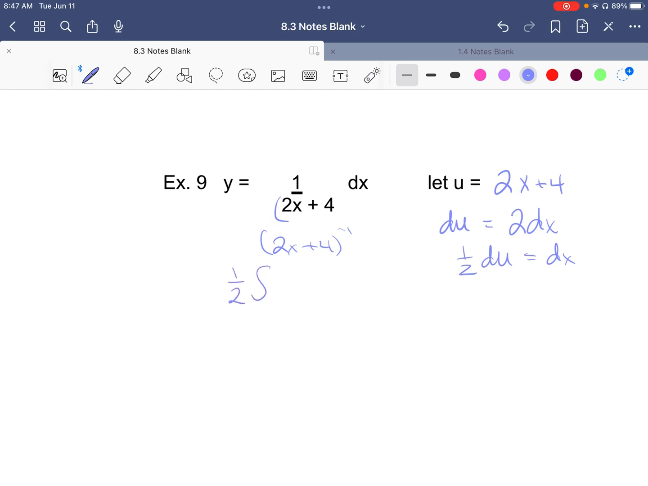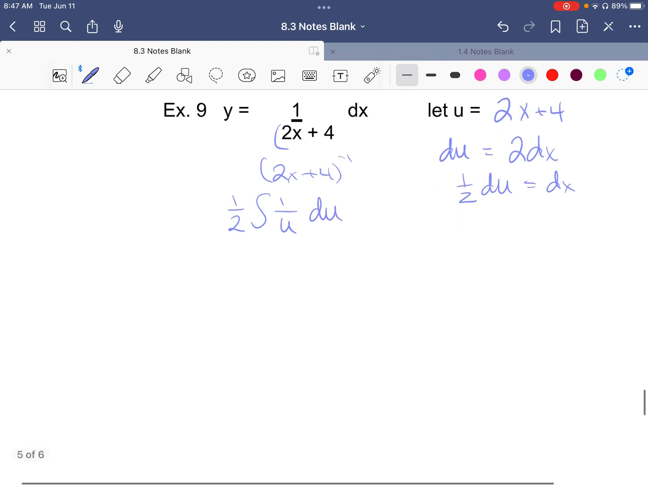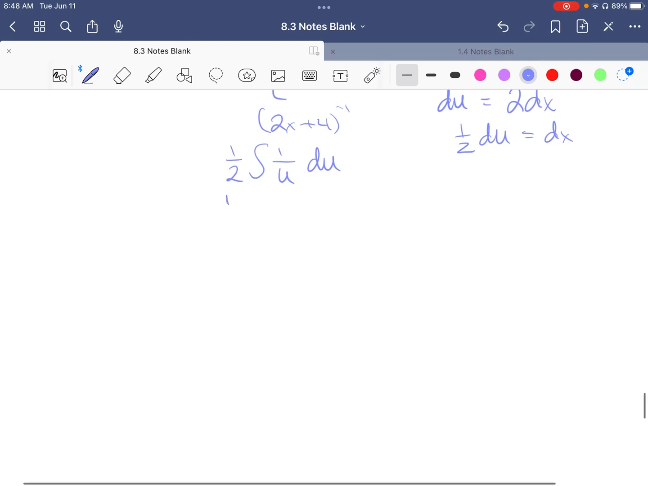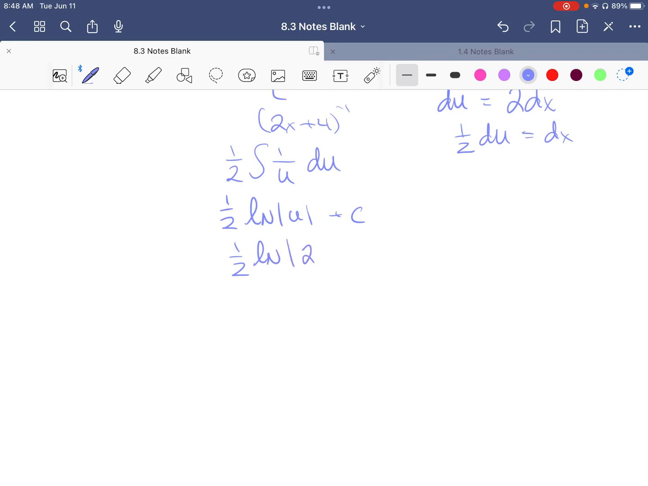1/2, our integral, we could either do u to the negative 1, or we could do 1/u du. If you remember from our derivative cheat sheet, 1/u or u to the negative 1, that is the derivative of ln x, or in our case, ln u. It's in the absolute values because it has to be a positive number, so it's just making sure it's defined as that. And last but not least, we are going to substitute our 2x plus 4 back in.